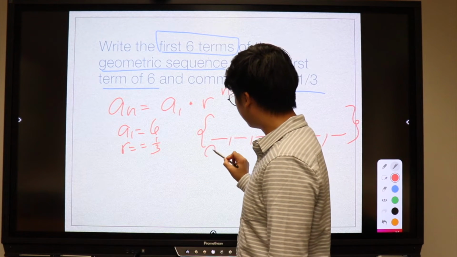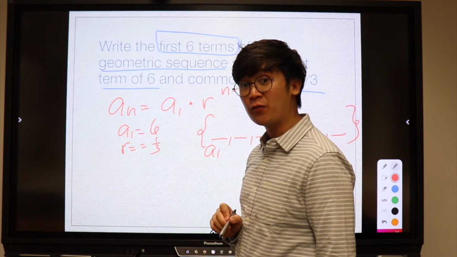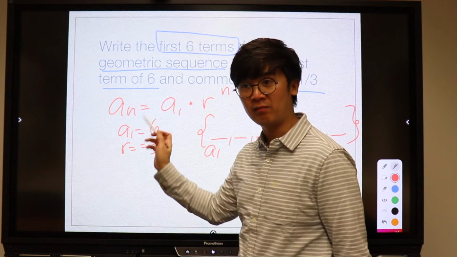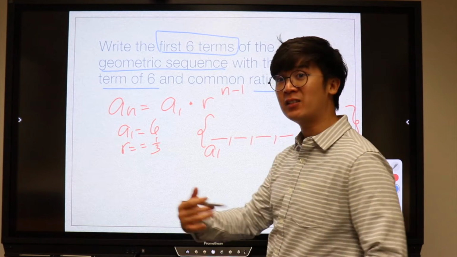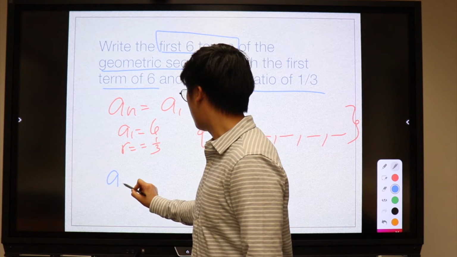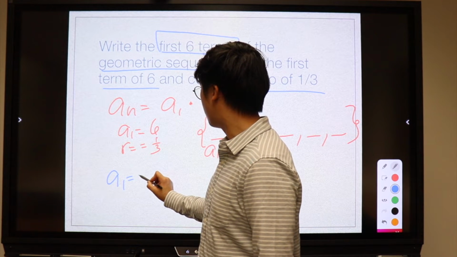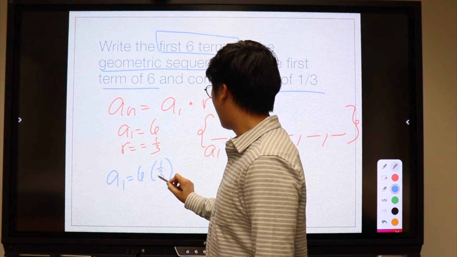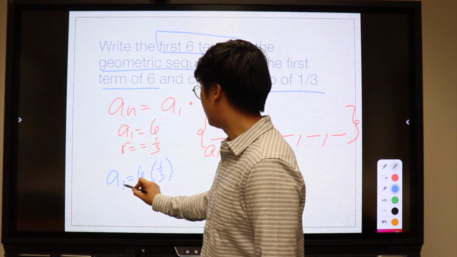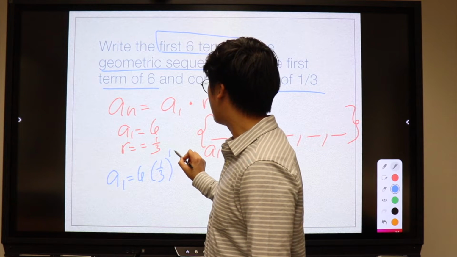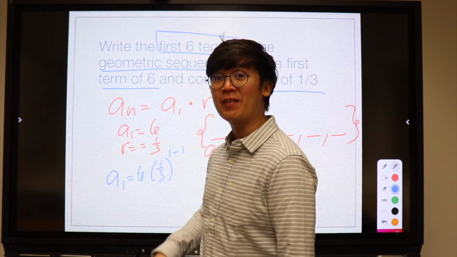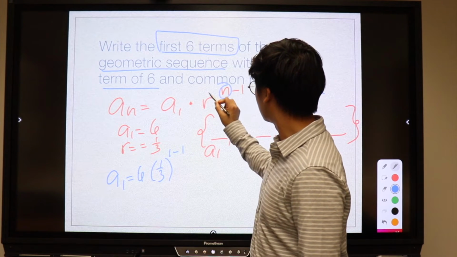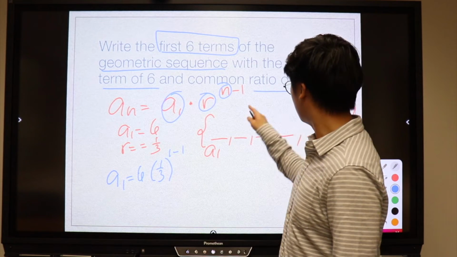Let's look for the first one, a sub 1. If we're looking for a sub 1, we are replacing the a sub n with a sub 1, and the a1 and the r with the given values. So let's do the algebra. A sub 1 is going to be, what is a sub 1? 6. And what is r? 1/3. And n minus 1, right? We just replace all the values by the given problem because we're looking for this.